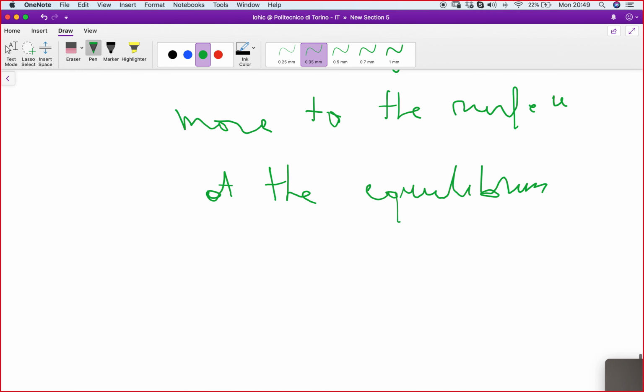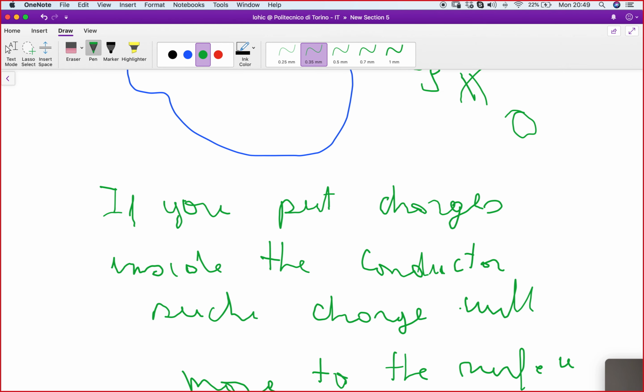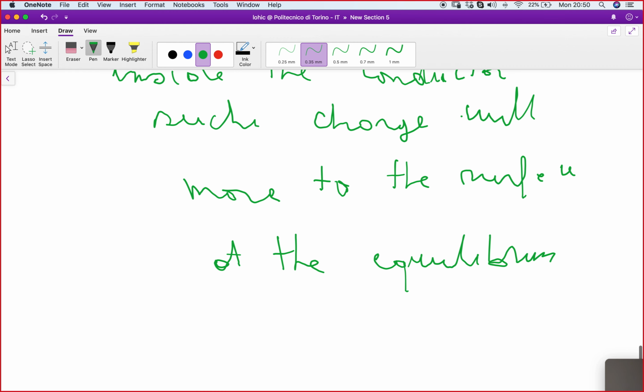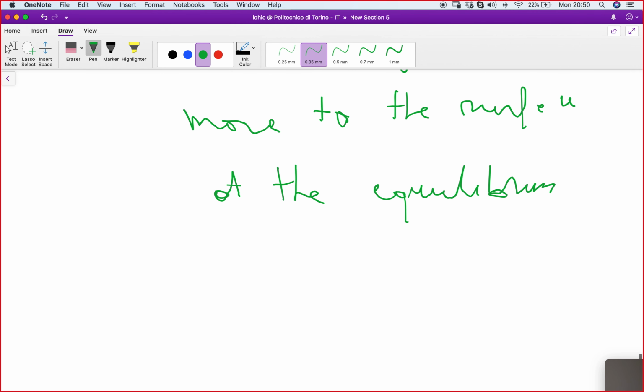Nice. So this is, I think, the third one. The first property was that the electric field inside the conductor is always 0 at the equilibrium. The second property was that the electric field is always perpendicular to the surface of the conductor. Now the third property is that if you put any excess charge inside the conductor, then at the equilibrium such excess charge moves to the surface of the conductor. Is that clear?